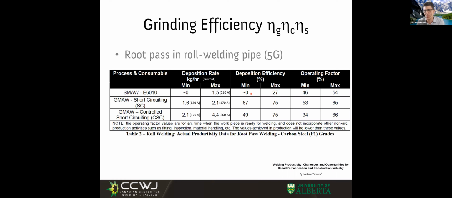So let me be clear on the question. People welded with 60-10, they did everything they needed to do to have the root ready for the filler passes, and they end up with negative efficiency. Yes, exactly. Well, you seem to have been in this business. The first time I heard this, I was like, how can it be possible? Aren't I putting metal?